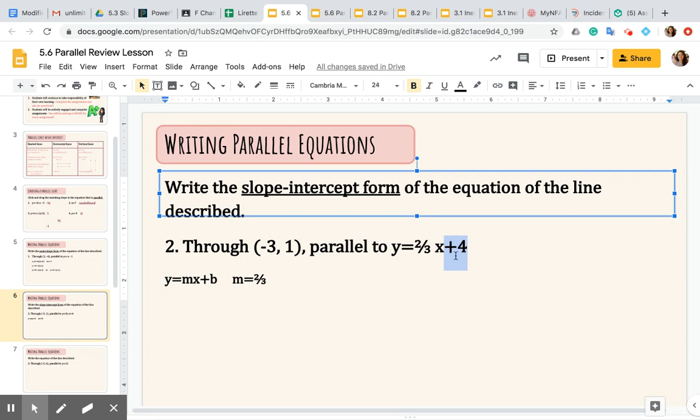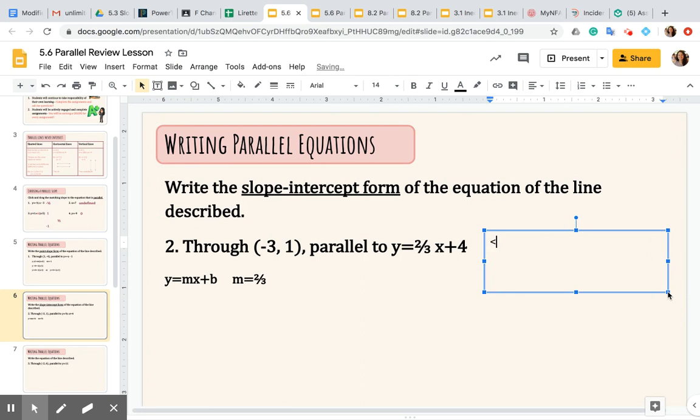I can't use this as my b value. In fact, when you're doing your work, ignore b equals 4. We don't want to use it, okay? Actually, I'm going to insert this into a text box so it doesn't mess the problem up. So I'm going to insert a text box. And I'm going to say, ignore b equals 4 for your answer. We don't want the same b value.